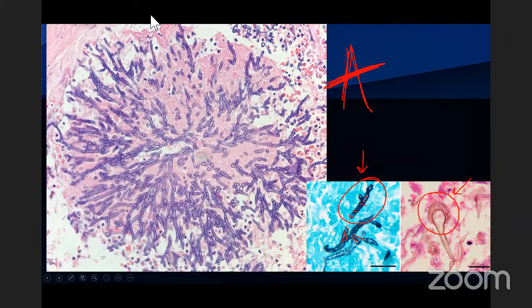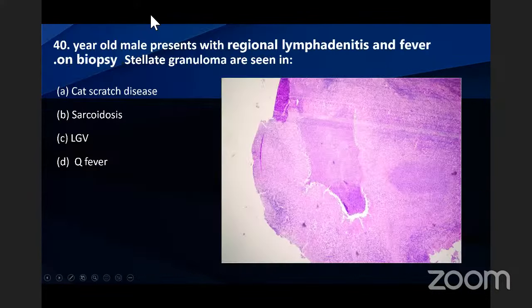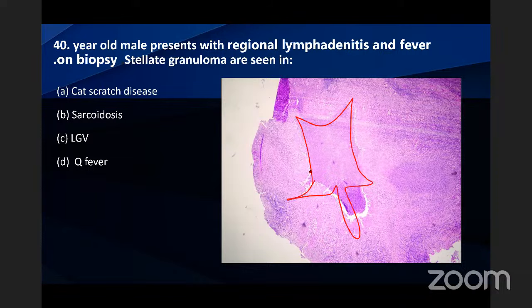Okay, guys. No granulomas can finish without this: stellate granulomas. In stellate granulomas, there is a central collection of neutrophils, and it is a star-shaped granuloma. This is cat scratch disease, which everybody should remember.